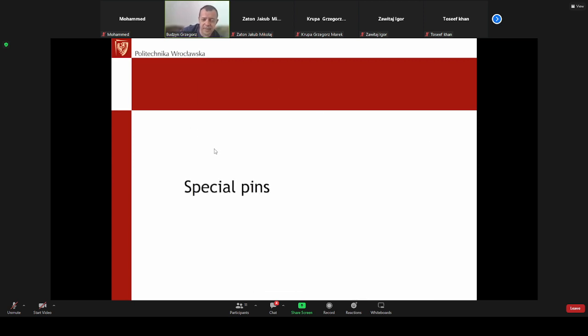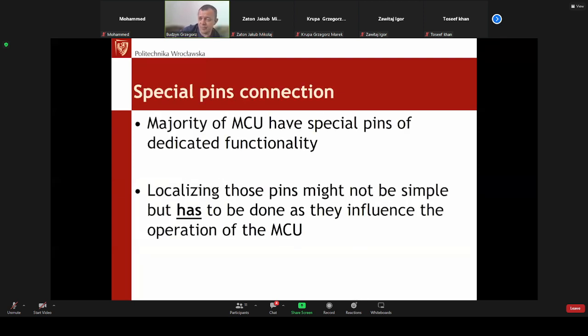Okay. Special pins of microcontrollers. A standard booby trap in every microcontroller, because we've got 200, 300 pins, and there are one or two special pins which need to be connected extra. Sometimes it's not even written that they must be connected, but only that they should be connected. That "should" needs to be replaced by "must" in many situations.